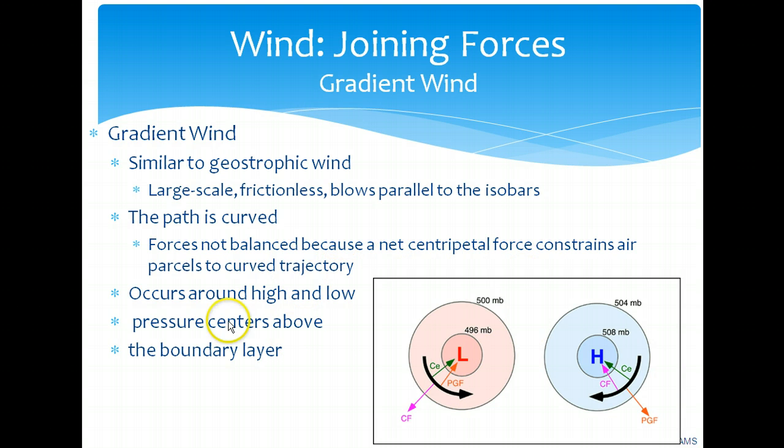This diagram shows the balance of forces that create the gradient wind in the northern hemisphere. PGF is the pressure gradient force. The CF is the Coriolis effect. The CE is a centripetal force. And in this diagram, we can see how these forces affect the rotation of the wind around a low versus around a high. And this is why the counterclockwise-clockwise situation occurs in the lows and highs that we're familiar with.